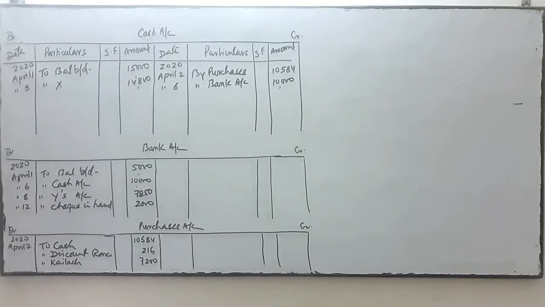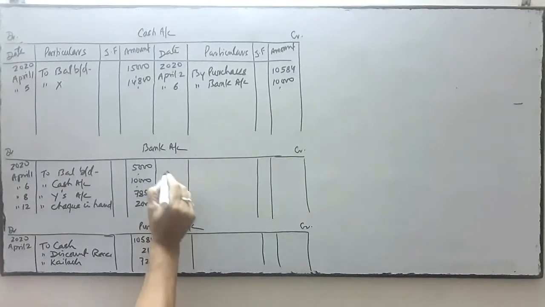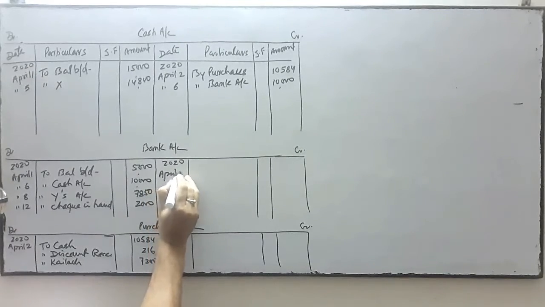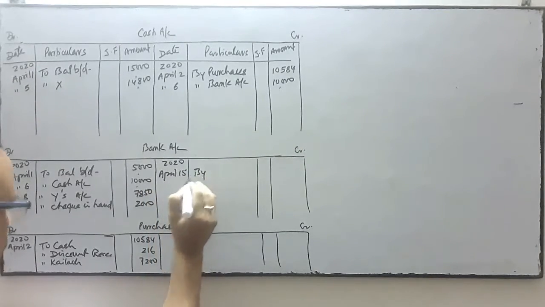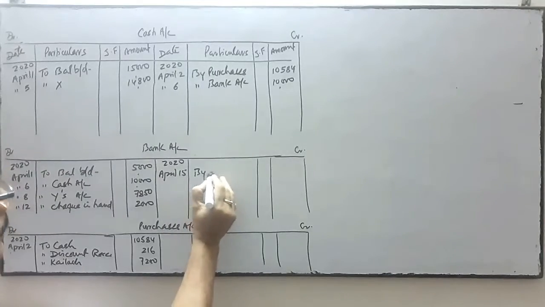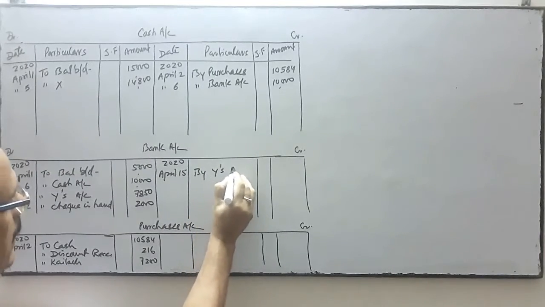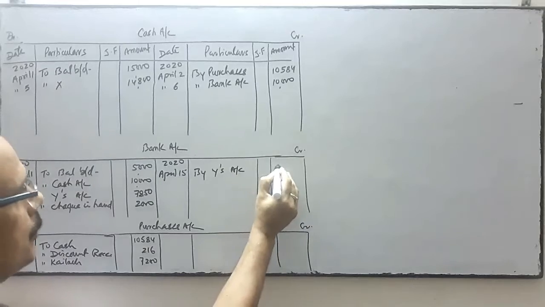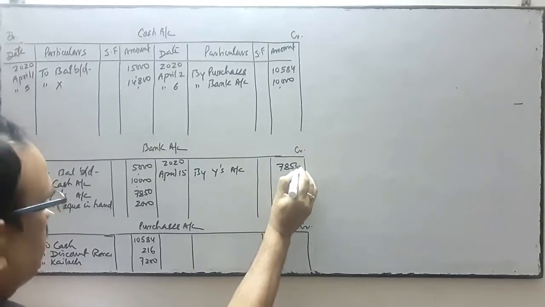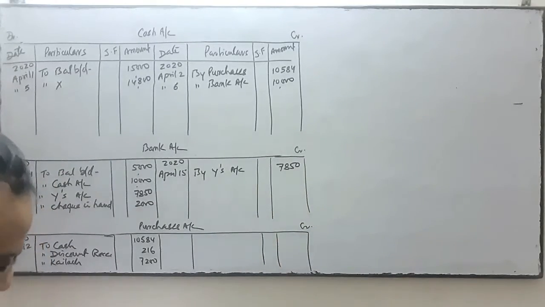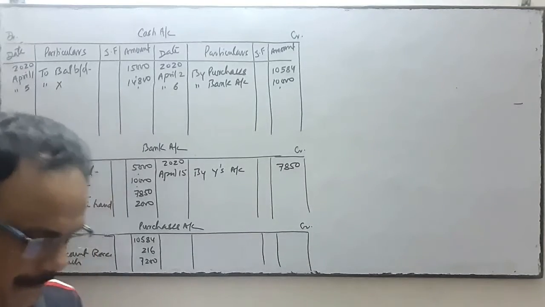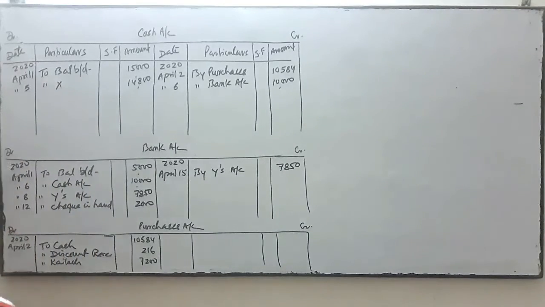The next entry is April 15, bank is on credit. So on the credit side we will write April 15, start with by. The opposite account is Y's account, and we will write the amount of bank, 7,850. Is it clear? So these are the postings I have done.